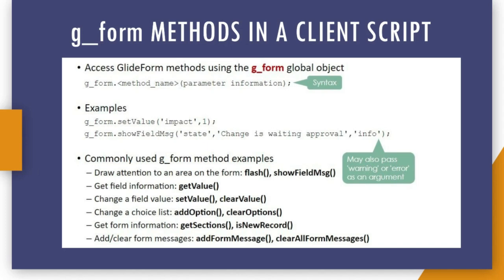Commonly used g_form method examples are flash, which will draw attention to an area on the form, showFieldMsg, and getting field information like getValue. Change a field value with setValue or clearValue, and change a choice list with addOption and clearOptions. Get form information like getSections, isNewRecord, addInfoMessage, addErrorMessage, clearMessages.